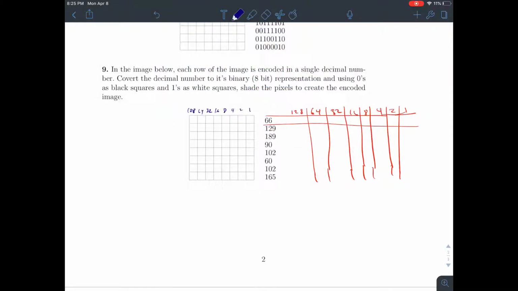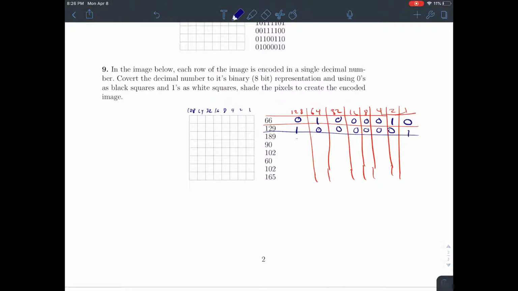So first off, we've got 66. To convert 66, we don't need any of these. We do need a 64, but that leaves us needing 2 more. So 64 and 2 is 66. And the rest will be zeros. For 129, it looks like we need a 128 and a 1, and nothing else.